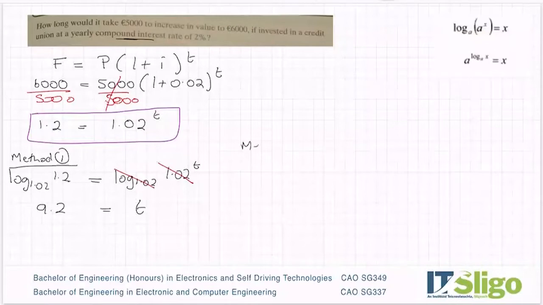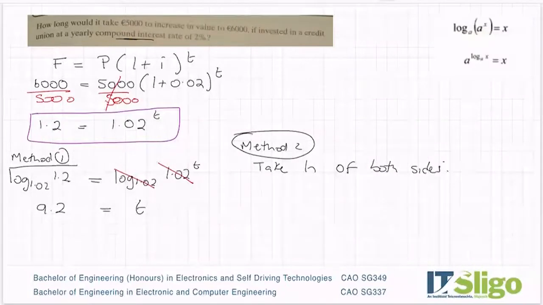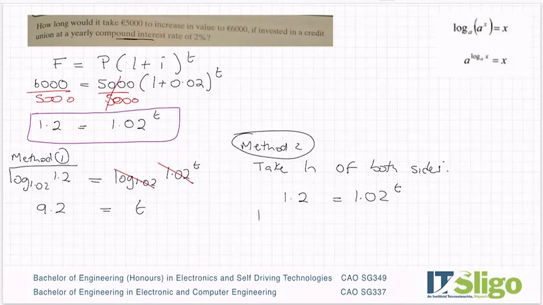Okay, method 2, okay? And I say methods, but really it's the same thing. So many teachers teach this with ln, and you take the ln of both sides. So take ln of both sides. So I'm going to go back to 1.2 is equal to 1.02 to the power of t. Many teachers default to just use an ln for everything. And I want to show you that is perfectly okay. It doesn't matter. Okay, and the easiest way to do that is with maths.